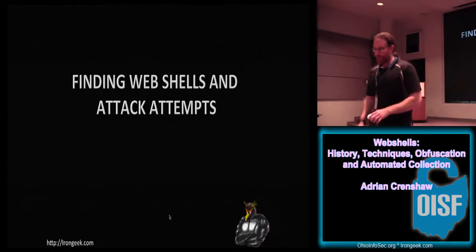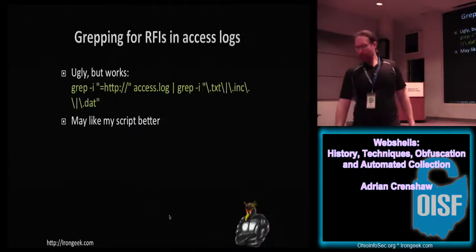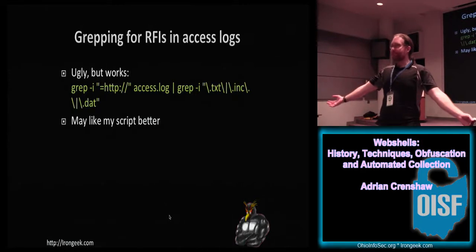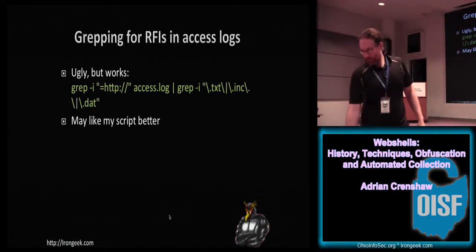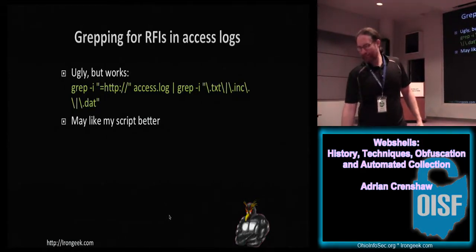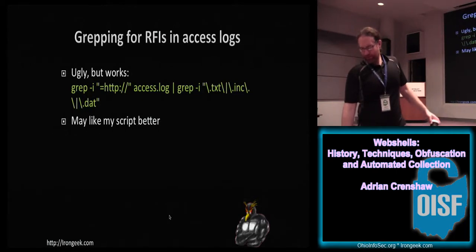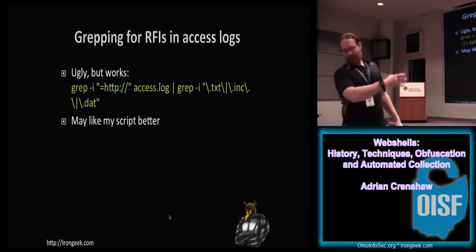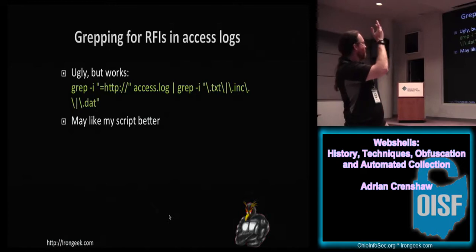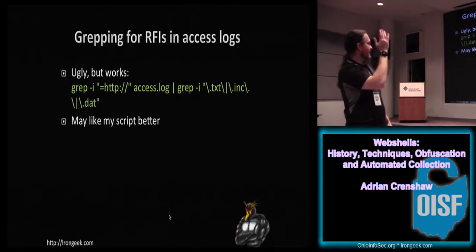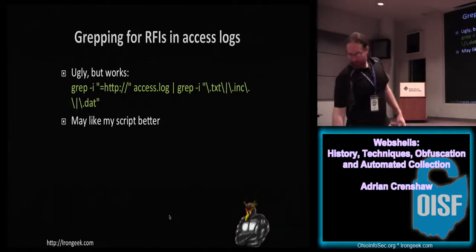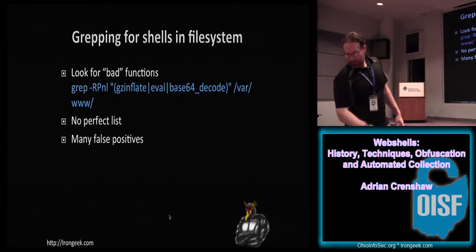Alright, finding web shells and attack attempts. There are all sorts of ways. You can grep for them, but this is going to be hugely hit or miss. You probably like my script better. It has some code built in for doing it. But you can simply grep your logs for any time someone tries to use equals http://. I should also include https probably in there. And look for files that end in .txt, .inc or .dat.